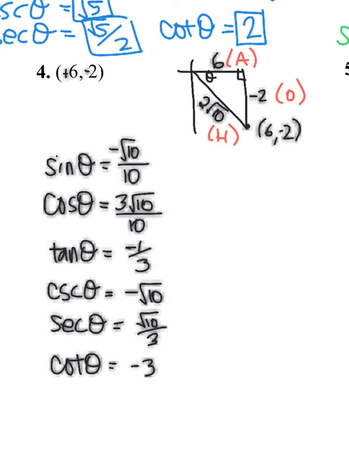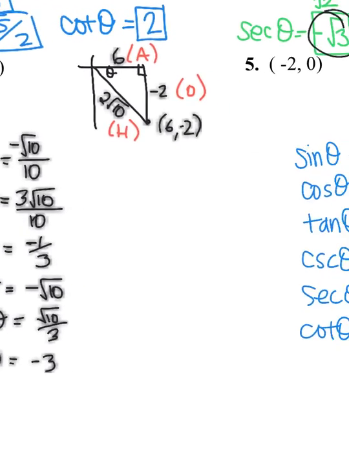All right, so here are your answers for 4, 5, and 6. For number 4, we got sine of theta is equal to negative root 10 over 10. Cosine of theta is equal to 3 root 10 over 10. Tangent of theta is equal to negative 1/3. Cosecant of theta is negative root 10. Secant of theta is equal to positive root 10 over 3. And cotangent of theta is equal to negative 3. All right, so keep track of those positives and negatives and be careful with that, okay?